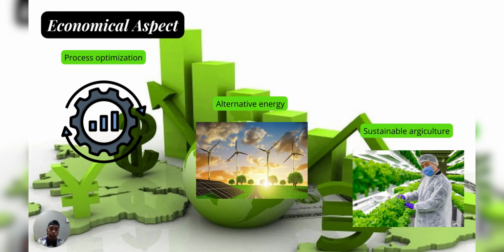For example, the company can produce more product at one time so that it will increase the economic value of the product. Next is alternative energy. For the sake of economics, companies should use alternative energy like solar and wind turbines to save the cost. Okay, lastly is sustainable agriculture.